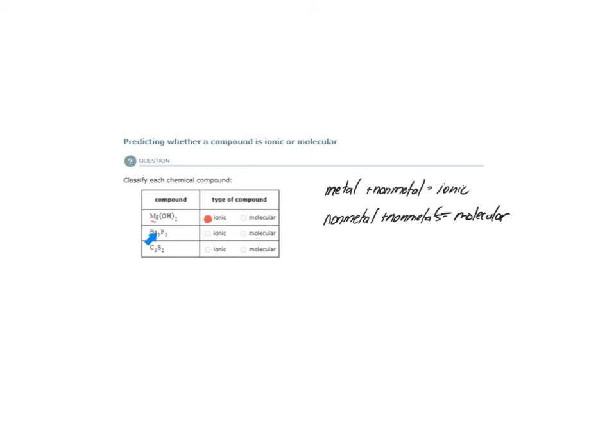Here, I have barium phosphide. Barium is a metal in group 2A, ionic. Phosphorus is a nonmetal, metal and nonmetal. Here I got C3S2, tricarbon disulfide. Well, carbon is a nonmetal, sulfur is a nonmetal. There are no metals present here, so I would assume that this is a molecular compound.